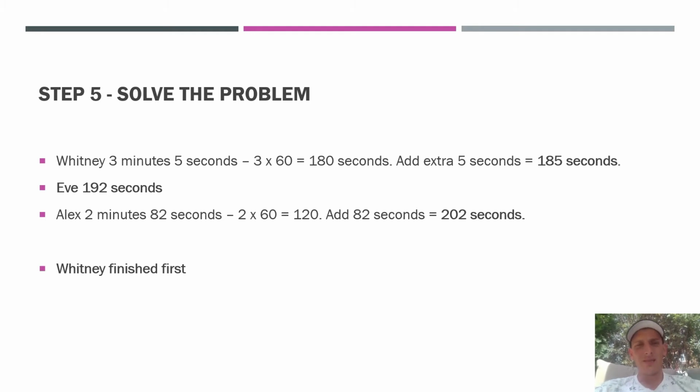Now, it is very easy to compare them because they're all in seconds. So whoever did it in the smallest amount of seconds is the quickest, and finished it first. And the smallest is Whitney, who did it in 185 seconds. So there you go, that is your answer. Okay, it's not that difficult, right? And that's that. So we're now going to do another problem, but this time you guys are going to do it with me, okay?